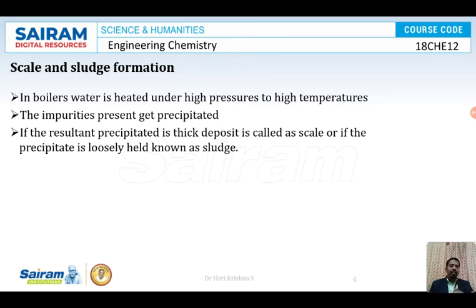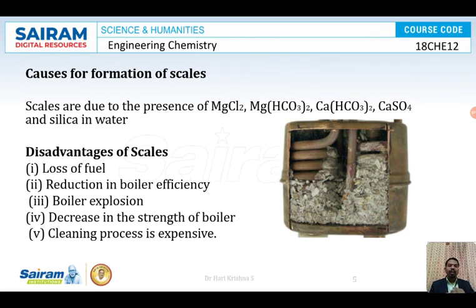Now the question is why scale is formed and why sludge is formed. Let us first see why scale is formed. I've just given you an example from our day-to-day life, but scale and sludge cause major problems in industries. So, the causes for formation of scales.